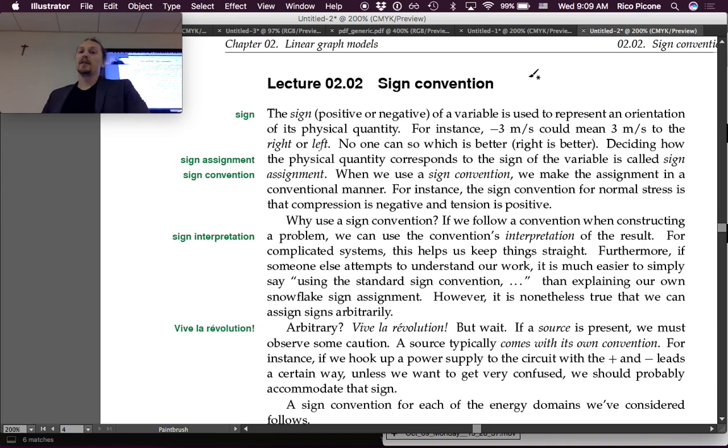Why use a sign convention at all? If we follow a convention when constructing a problem, we can use the convention's interpretation of the result, which is convenient. For complicated systems, this helps us keep things straight. Furthermore, if someone else attempts to understand our work, it is much easier to simply say, using the standard sign convention, than explaining our own snowflake sign assignment.